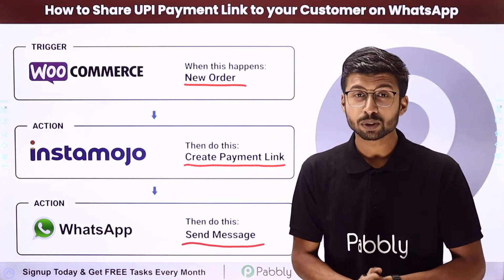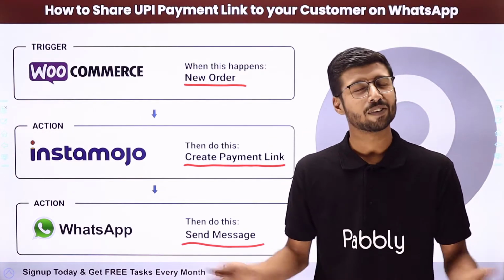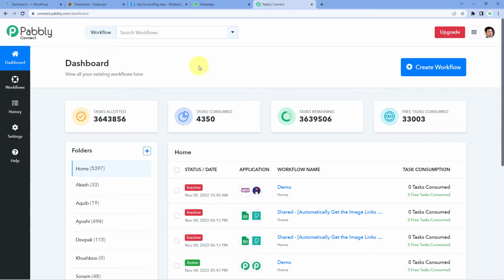Now, how can you set up this automation? To know this, you have to come with me to my screen. As you can see, here we are on Pabbly Connect's dashboard. To reach this dashboard, you will get the free sign-up link of Pabbly Connect in the description box below. By clicking on that link, you can create your free Pabbly Connect account in just 2 minutes.